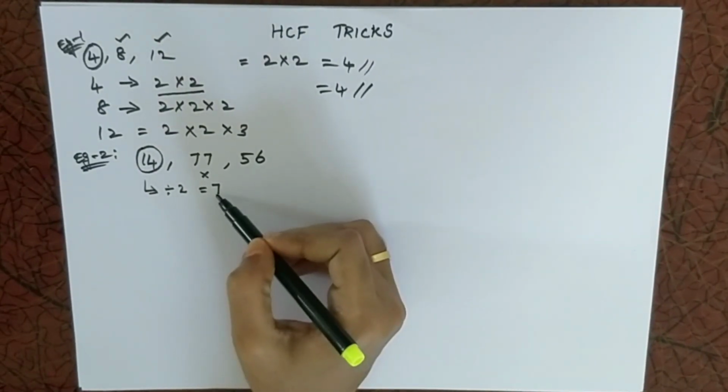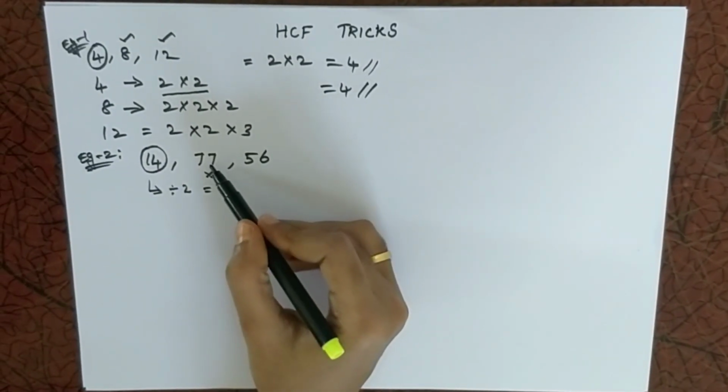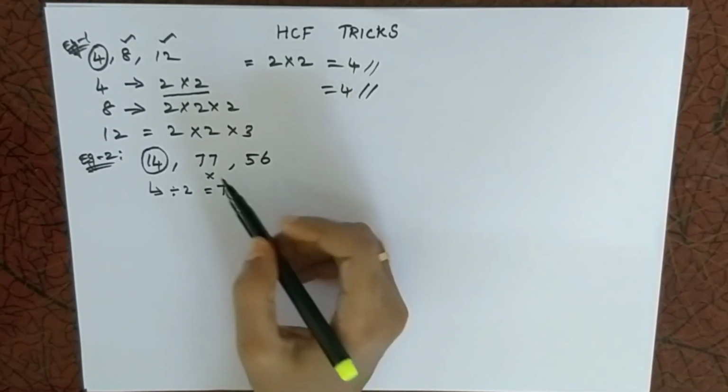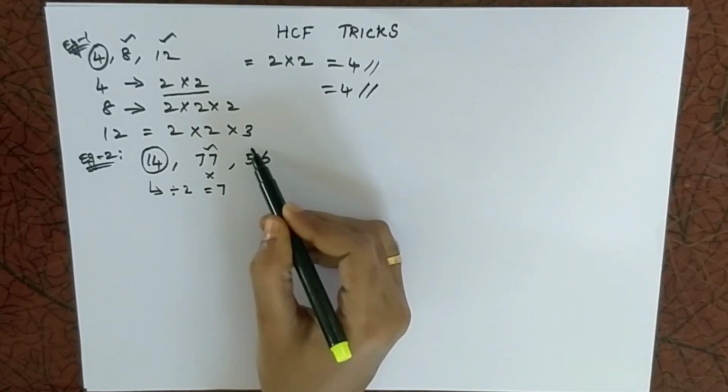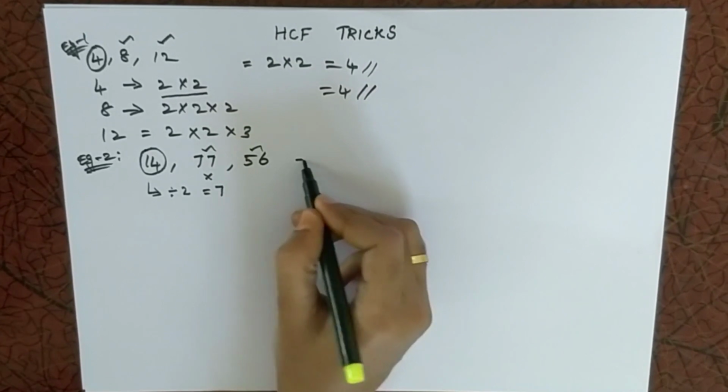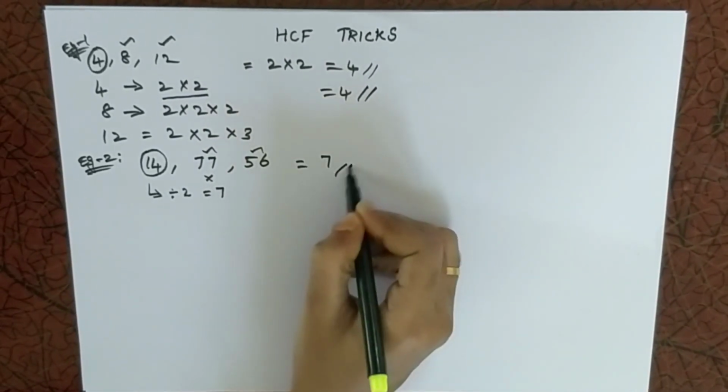Now we have to check whether the 7 is divisible by 77 and 56. It is divisible by 77 as well as 56. So the HCF here is 7.